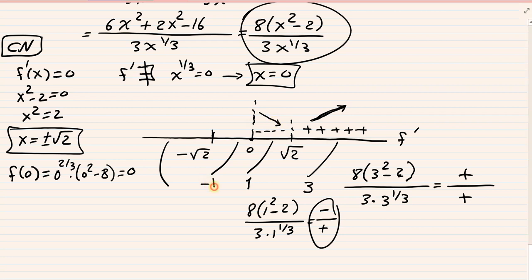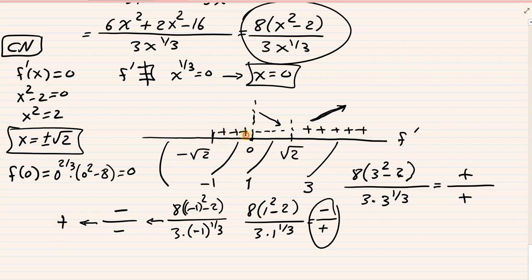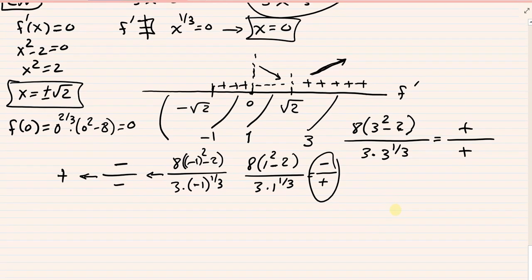And let's choose negative 1. Another test point, negative 1 squared minus 2 divided by 3 times negative 1 to 1/3. And this time the denominator, cube root of negative 1, is negative. In the numerator we have negative 1 squared 1 minus 2, negative 1 by 8 negative. The ratio is positive. And there we go. So it looks like this one is alternating signs, right?